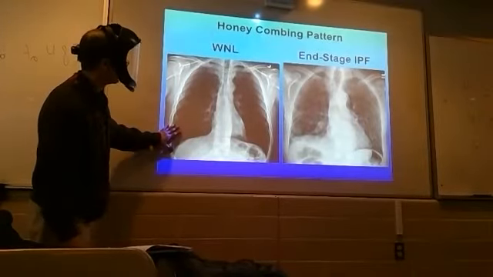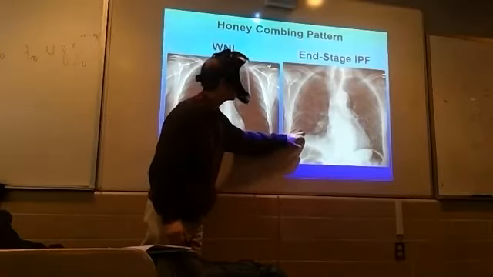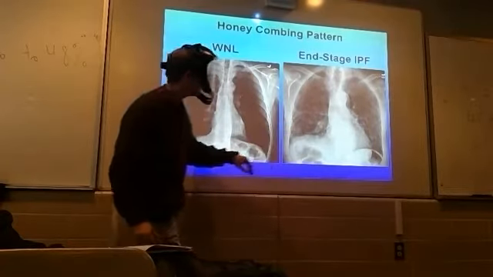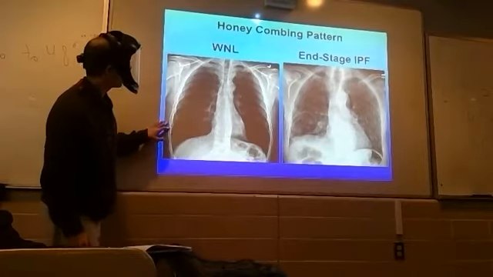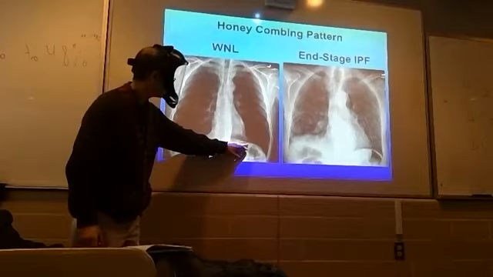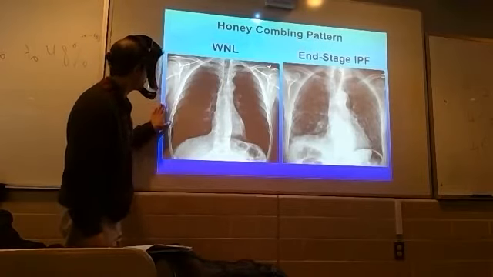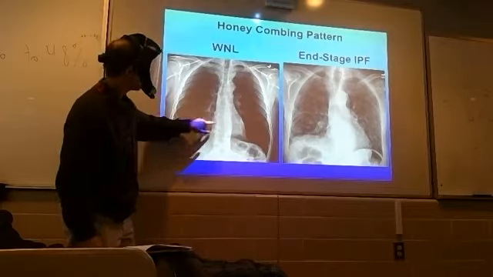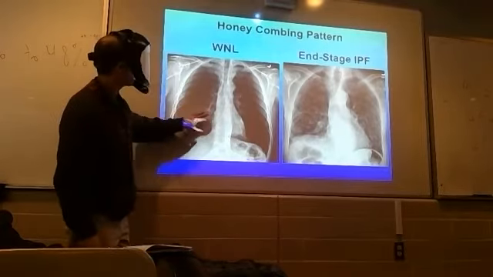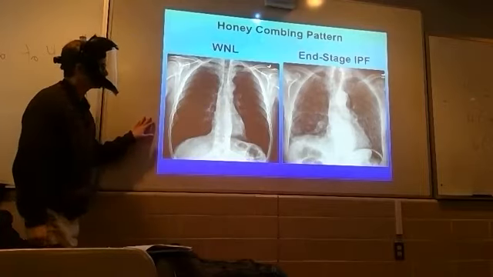Okay, we have a normal radiograph, within normal limits, and we have an example of end-stage idiopathic pulmonary fibrosis. Take a look at the normal. We have a normal cardiac silhouette. The hemidiaphragms look good. Lucency of the trachea is good. You can see vascular markings in the lungs, nice clear lungs. Hilar radiodensities look good. Everything about that looks good.